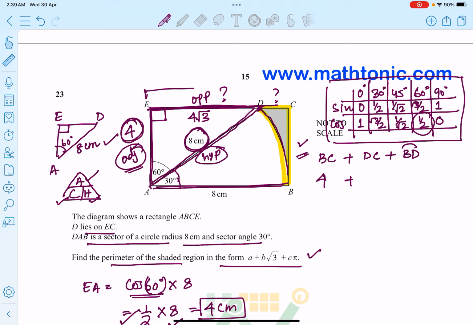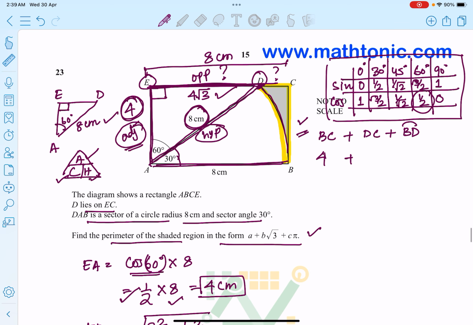Now you tell me, AB equals EC. The total length we have is 8 centimeter, out of which E to D we got 4 root 3. So how to find the value of DC? Very simple. So DC will be 8 minus 4 root 3. Did you get it, everyone, clearly? Okay, so this will be our DC value.